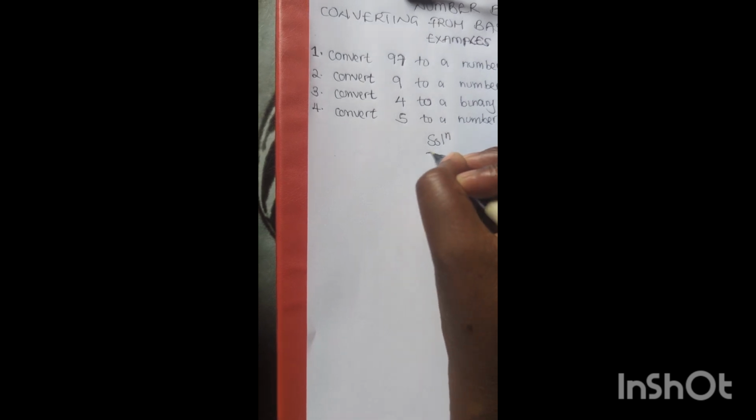Okay, so this is our solution. Example number 1 is convert 97 to a number in base 5. Here it's different from what we were doing in the beginning. Here you need to use a table. This table is going to have 3 initials: a capital letter B, a capital letter N, and a capital letter R. So B represents base, N represents the number, and R represents the remainder.